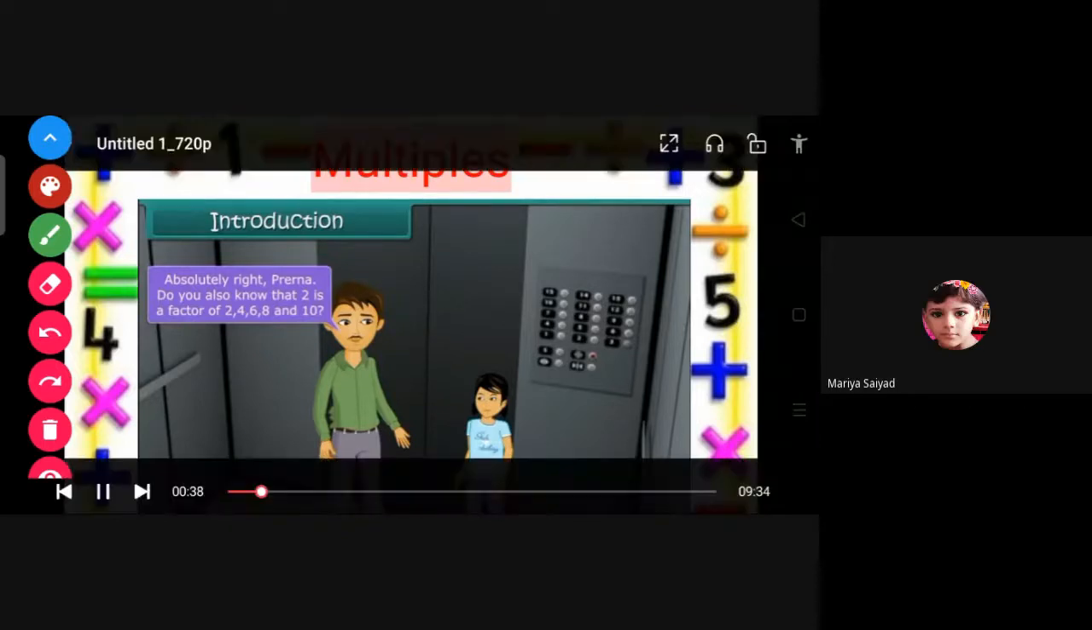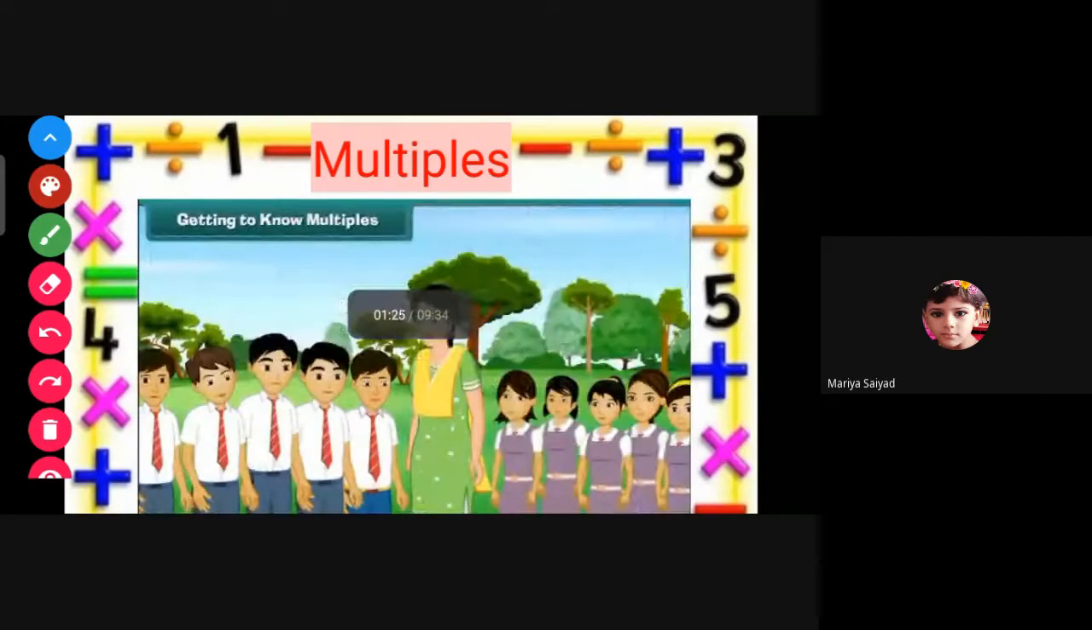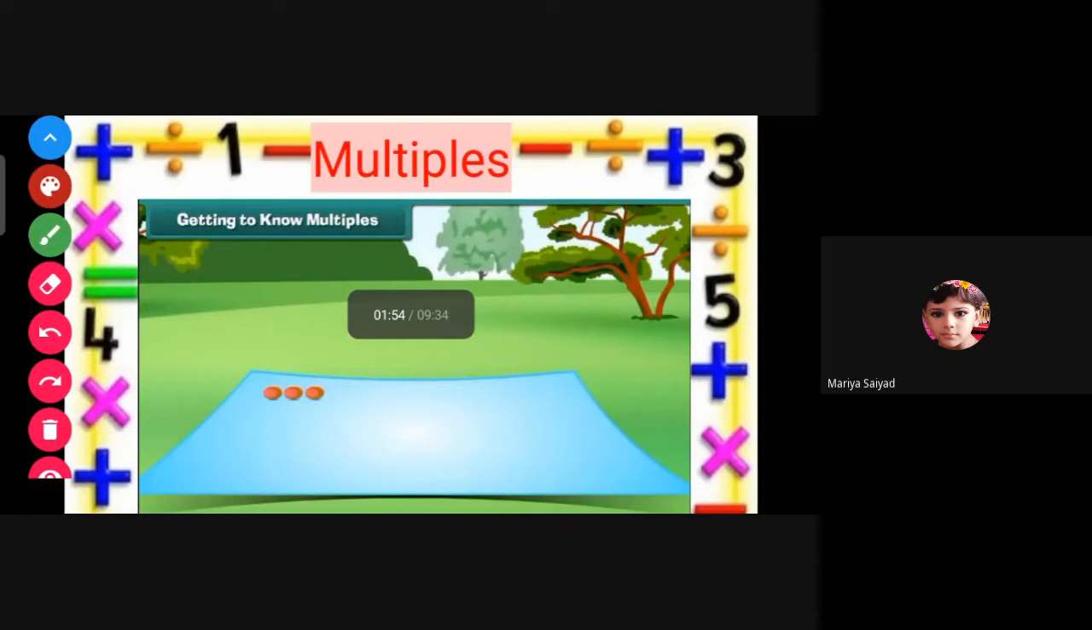So this we have seen yesterday. Then she said, okay, we have not learned these factors at school. So now we will see how she will learn about that at school. This example also we discussed yesterday.